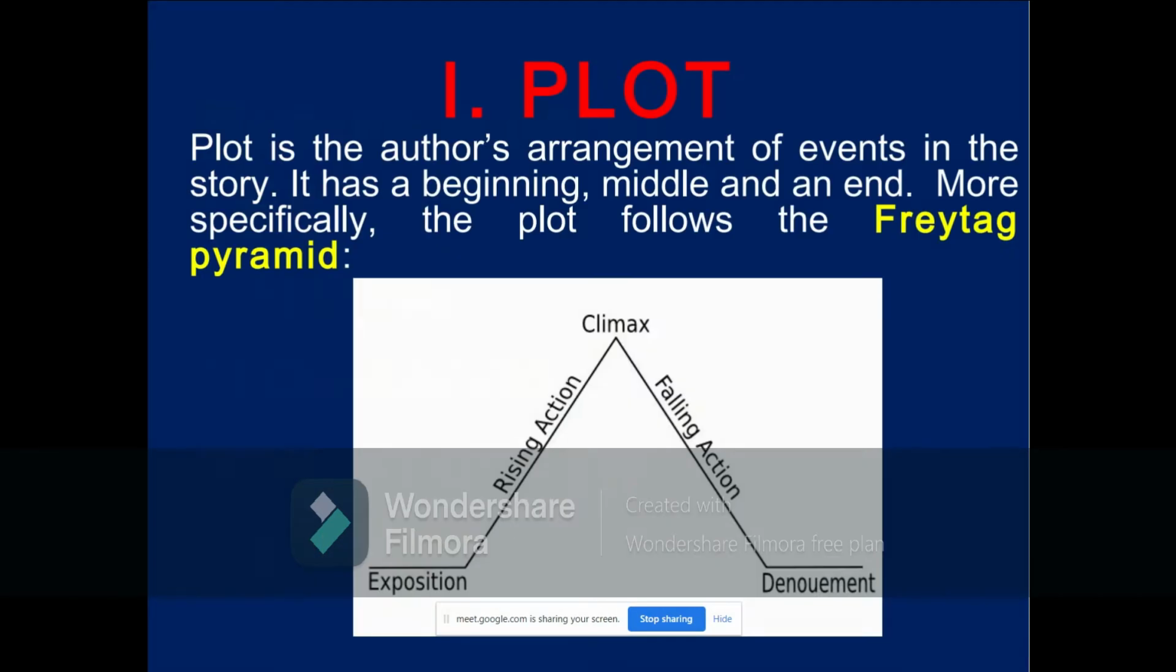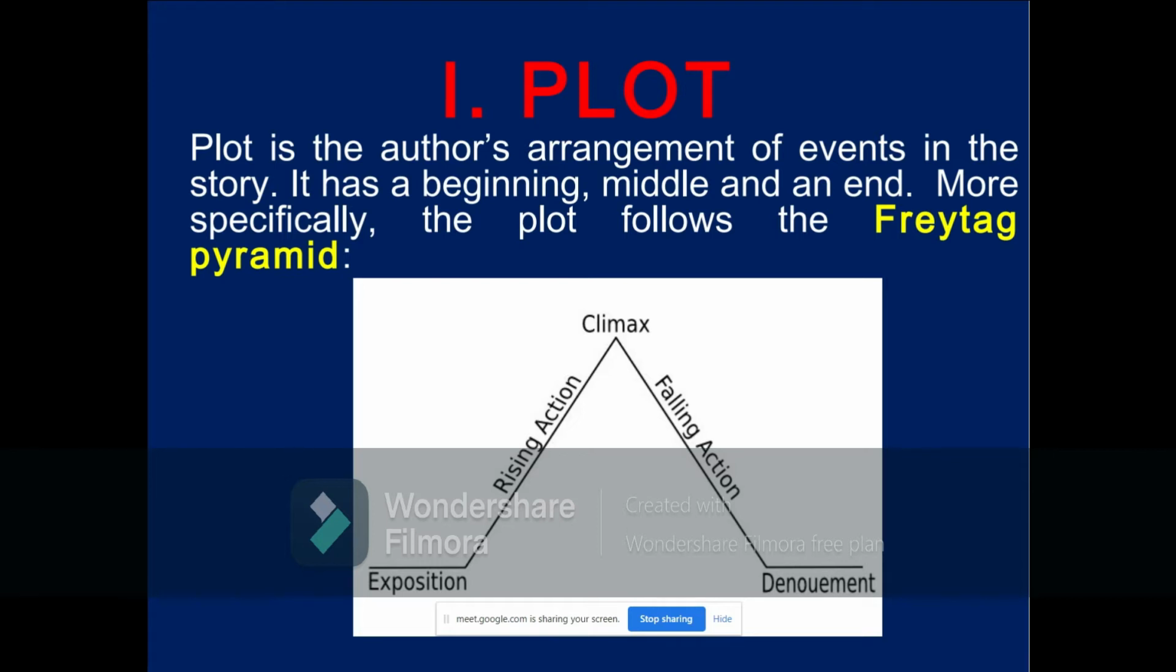So let's start first with plot. The plot is the author's arrangement of events in the story. It has a beginning, middle, and an end. More specifically, the plot follows the Freytag pyramid. As you can see in this illustration, this is the Freytag pyramid, class. Of course, the story will start with an exposition, getting to know the characters. Who are the major and minor characters, who is the main protagonist, who is the antagonist. There they present the characters, their background, their story, and their role in the story as well.